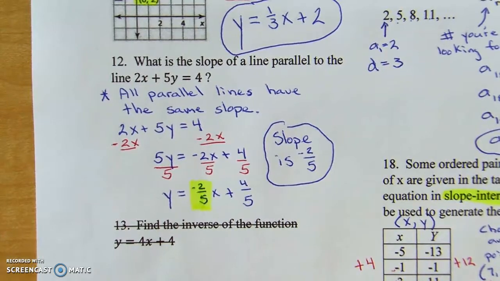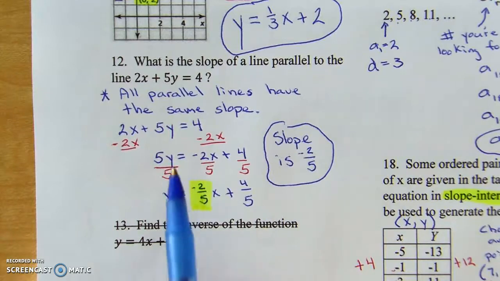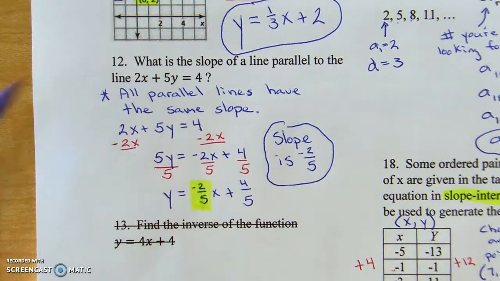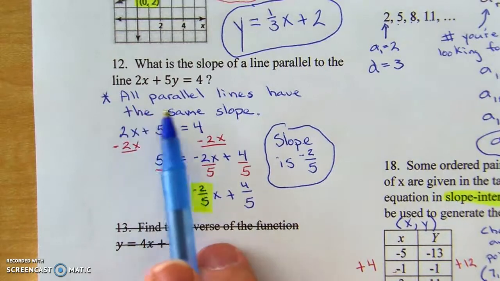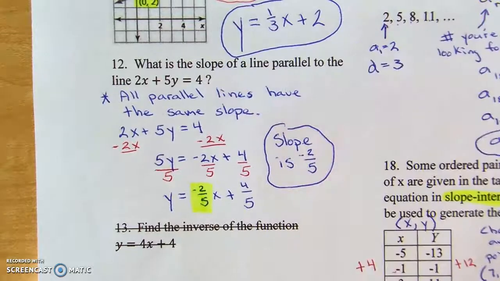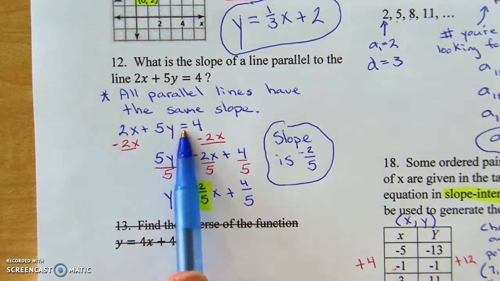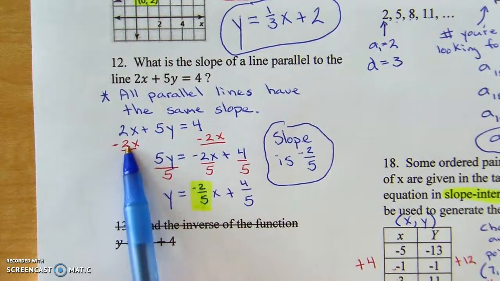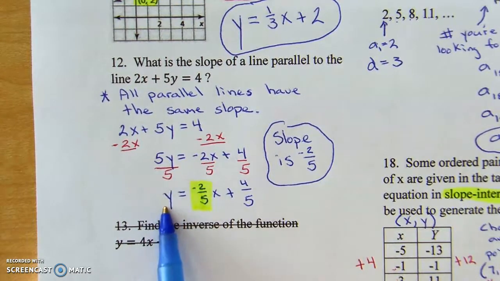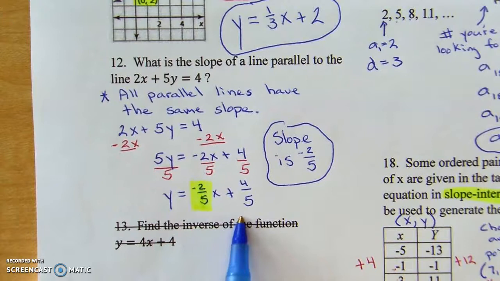Number 12. Once again, we're going to do something with slope-intercept form, and the reason is we need to figure out what the slope is of this equation. So it says, what is the slope of a line that's parallel to that line? Well, you have to remember this, that all parallel lines have the same slope. So if we figure out the slope of this line, we have the slope of every line that it's parallel to. So I took the original equation, subtracted 2x from both sides. That's my line right here. And then I divided by 5. That got y by itself, and now it is in slope-intercept form.